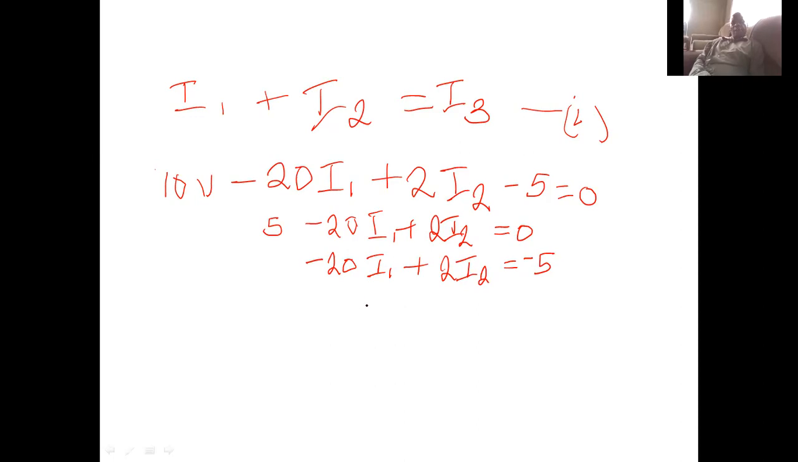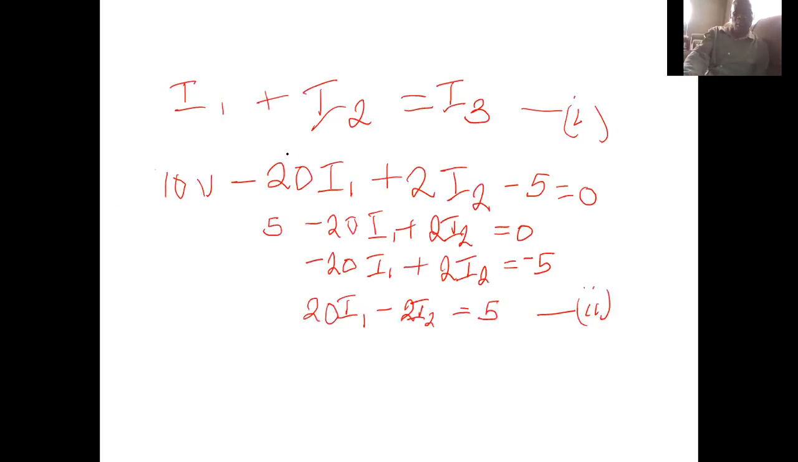So we can avoid dealing with the negatives here. We can divide by negative 1 everywhere. And what we are going to have is 20 i1, because when you divide negative 20 by negative 1, you actually get positive. And then this one becomes negative, because positive 2 i2 divided by negative 1 gives us negative, is equal to 5 when you divide this one also. So this one becomes our equation number 2. That is for that loop.